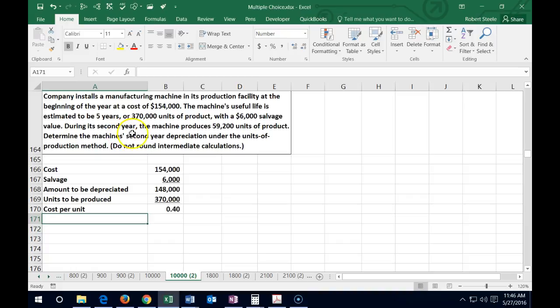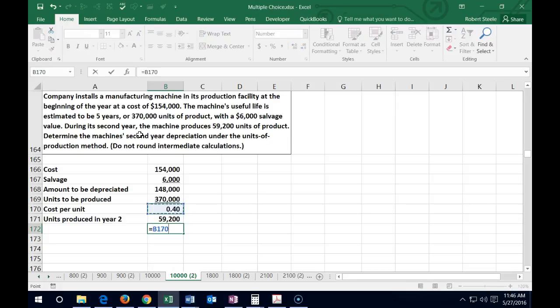So in the second year, the units produced in year 2 would be this 59.2, and that's going to be equal to the cost per unit times the 59.2 units produced, and this is the expense for year 2.